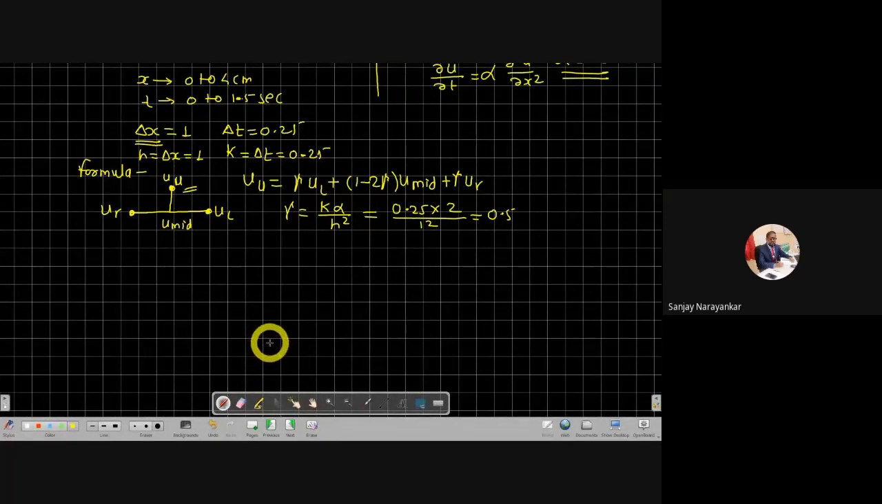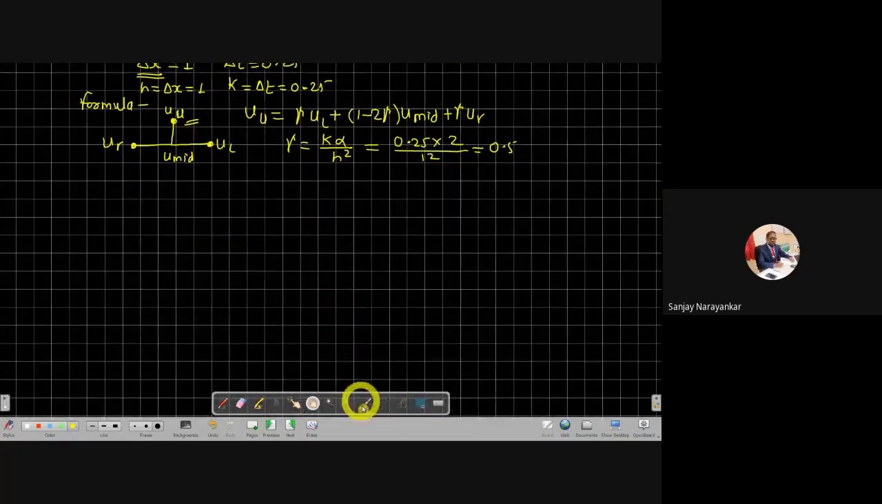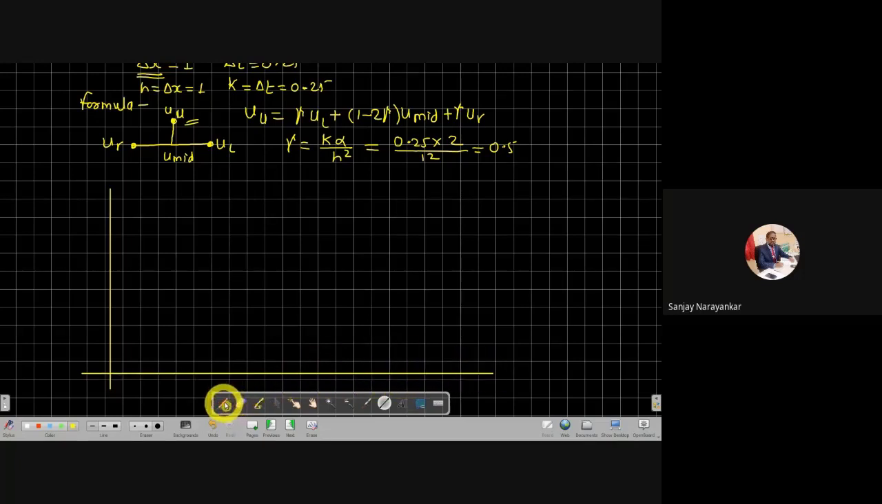Now the next part is very simple. What we are doing is preparing one table. Do you remember how to prepare the table? We have the y-axis and the x-axis. Along x-axis we have the x distance, along y-axis we have time. So x is varying from 0 to 4. What is the step size? What's the value of h? 1. So 0, 1, 2.